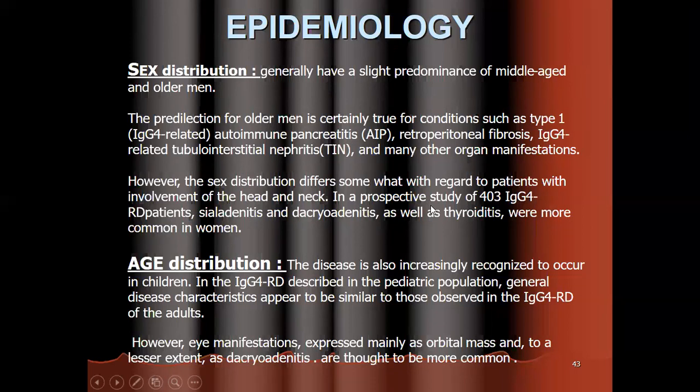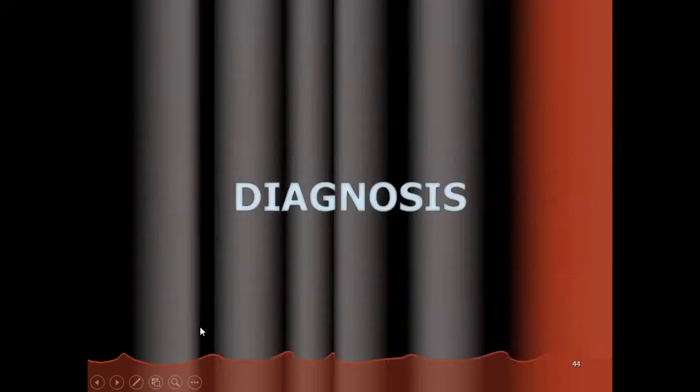In a prospective study of IgG4 related disease patients, sialadenitis and dacryoadenitis, head and neck affection, and thyroiditis were more common in women. Age distribution: the disease is also increasingly recognized to occur in children. IgG4 related disease described in the pediatric population has general characteristics similar to those observed in adults. However, eye manifestations, expressed mainly as orbital mass and to a lesser extent as dacryocystitis, are more common.